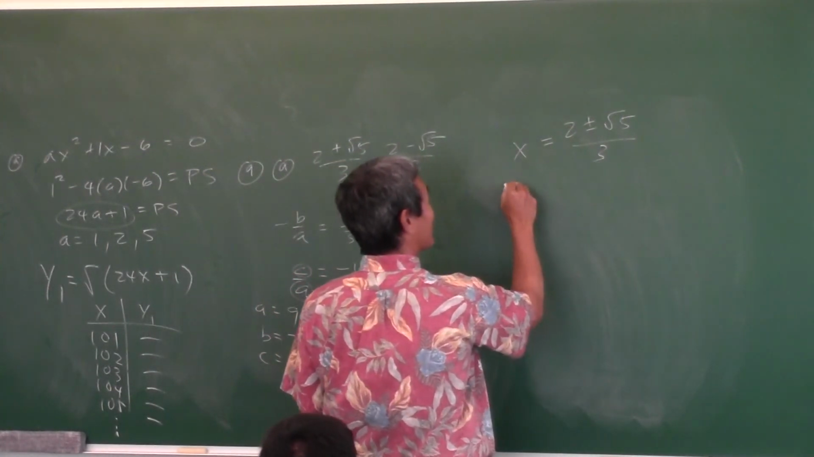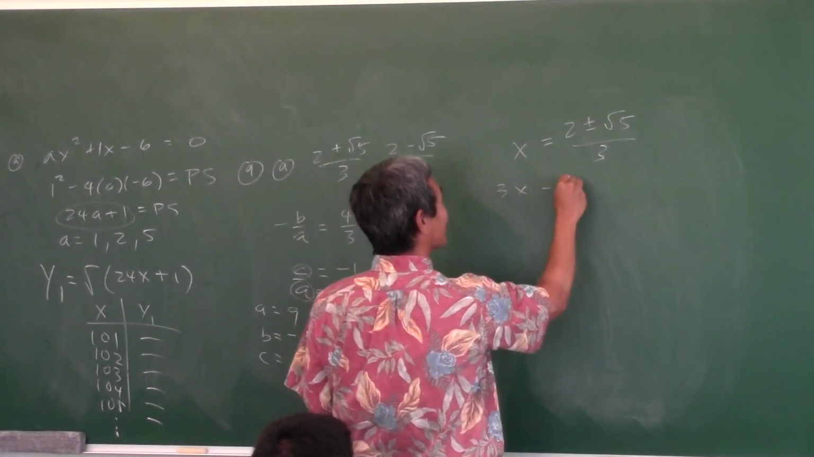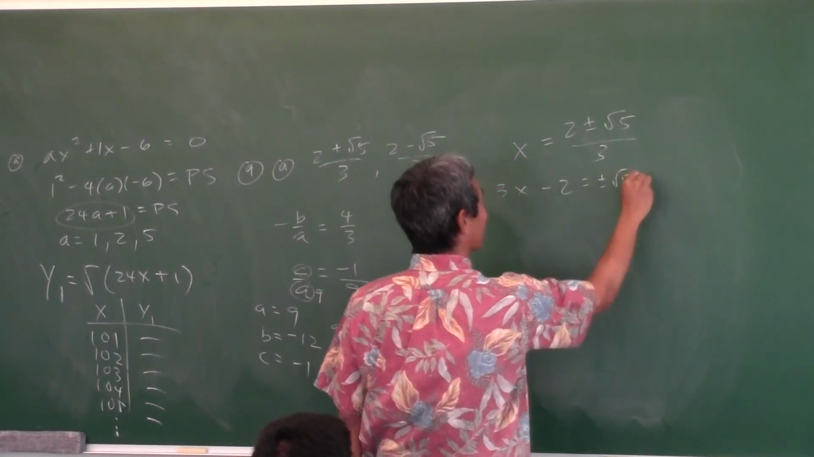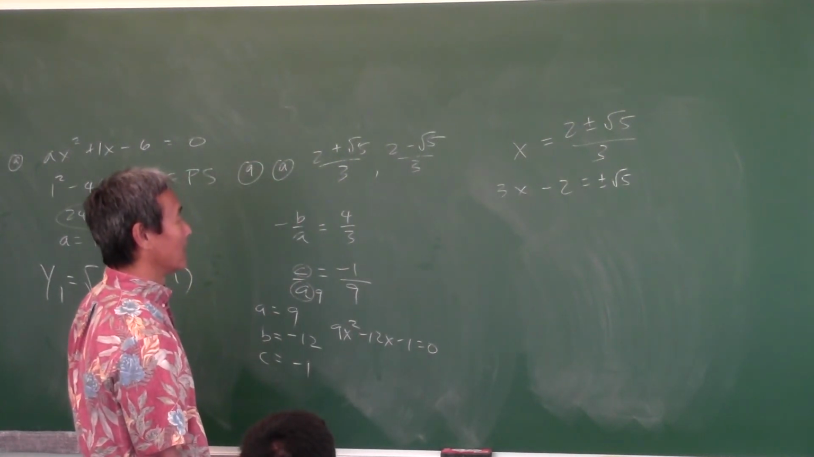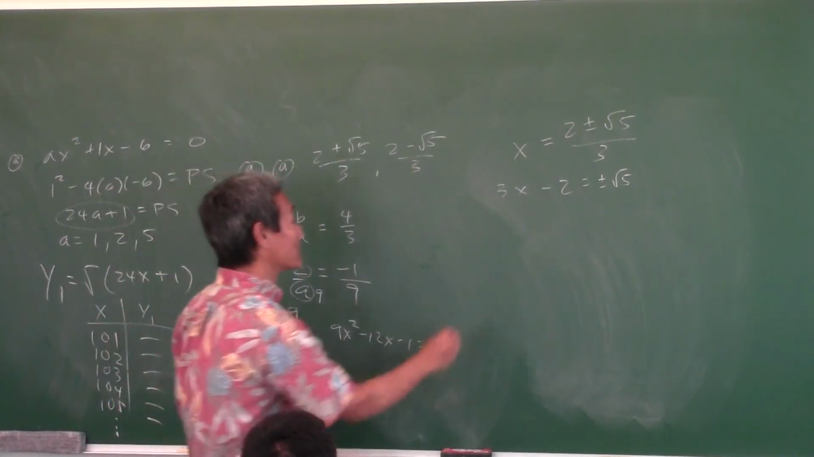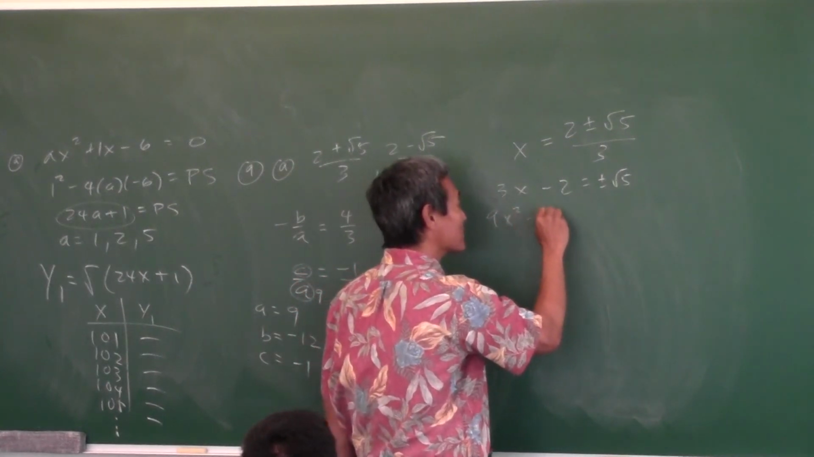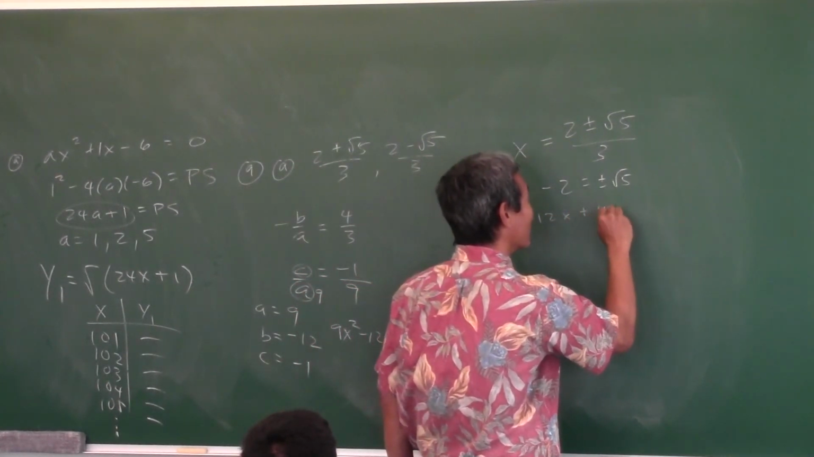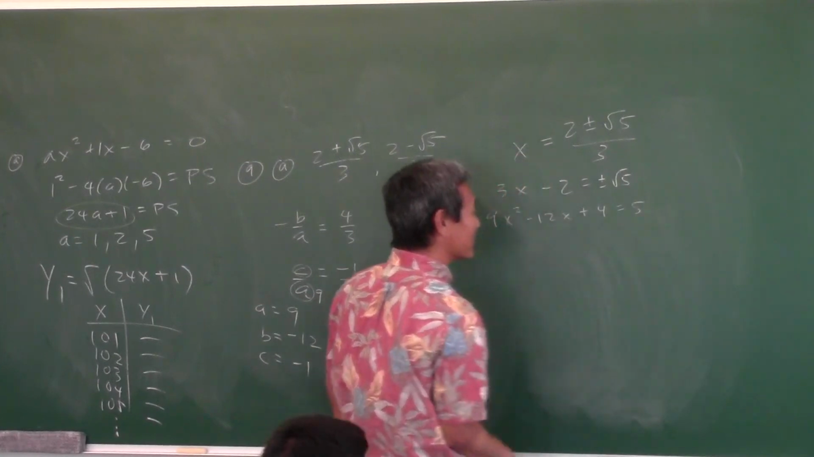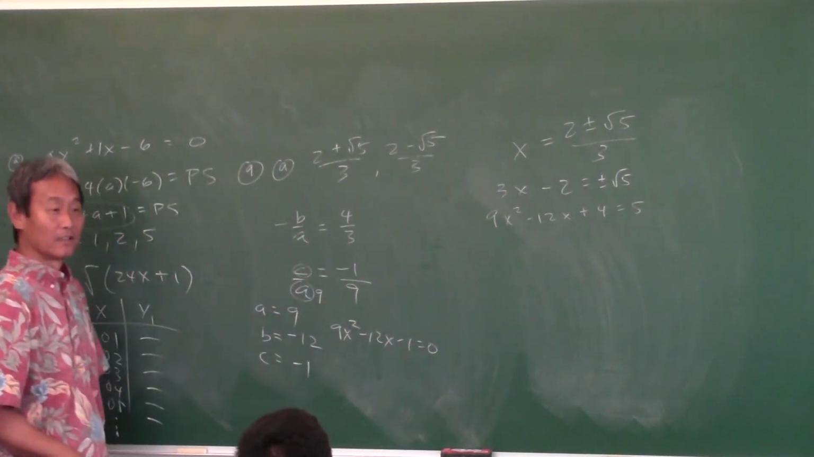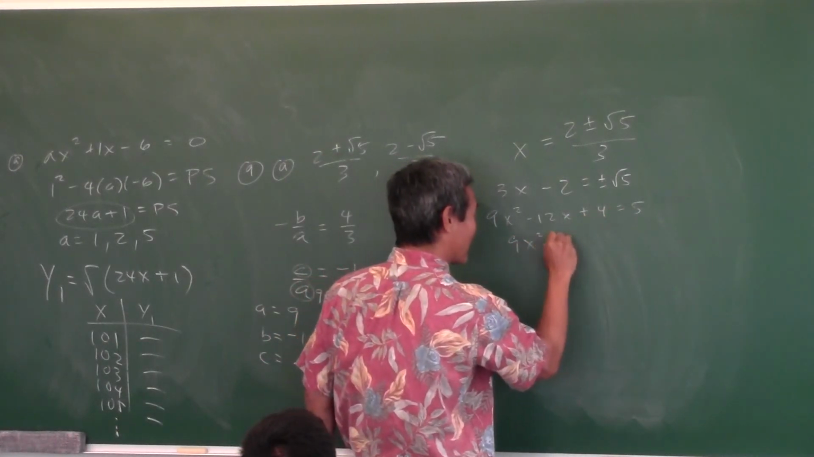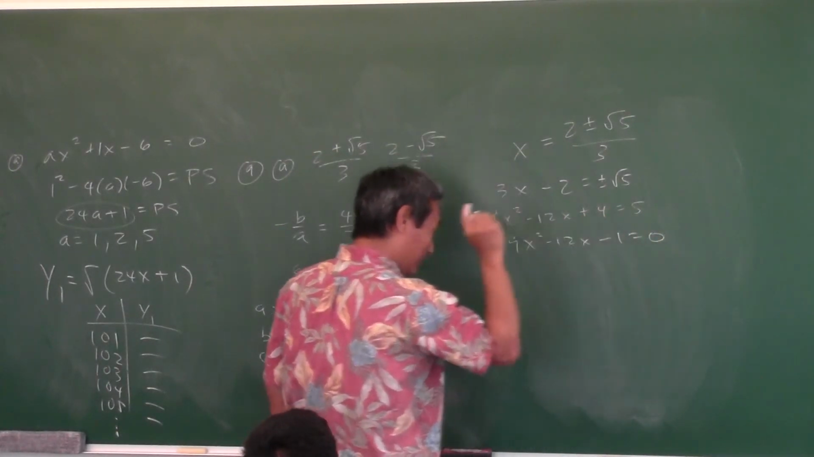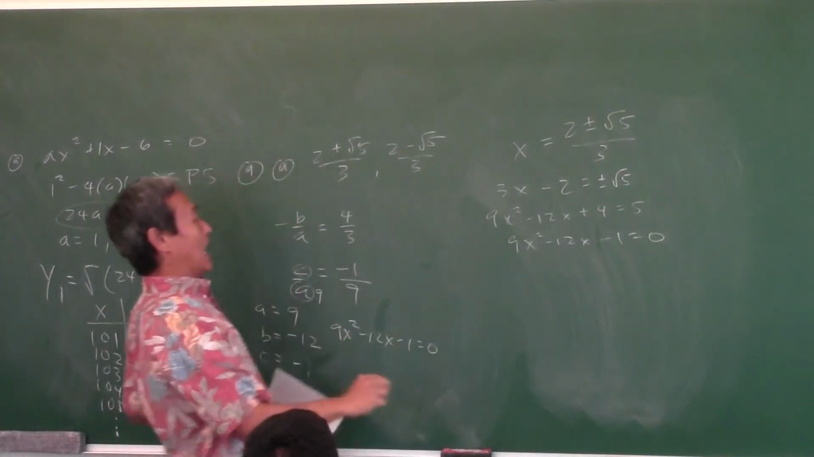Watch what I do. Multiply both sides by 3 and subtract 2. Okay, I'm just going to do it all in one step. What did I just do? I isolated the radical. Now square both sides. 9x squared minus 12x plus 4 is equal to 5. Move the 5 over to this side. 9x squared minus 12x minus 1 equals 0.